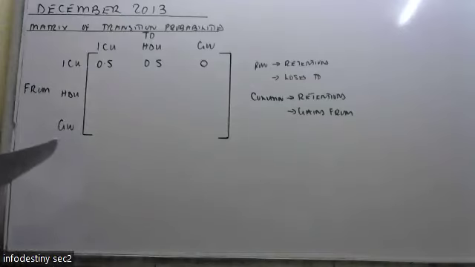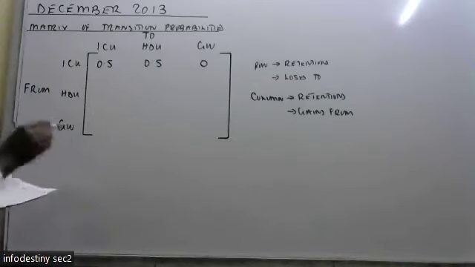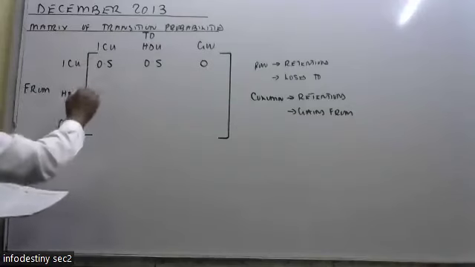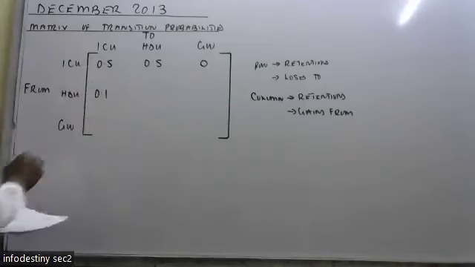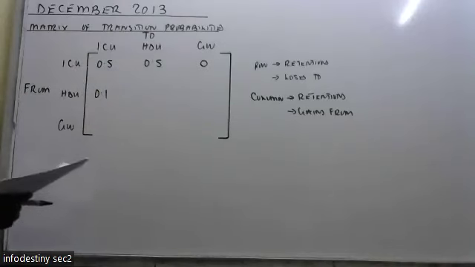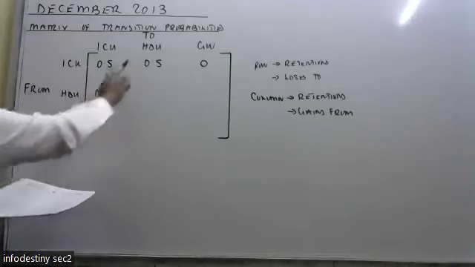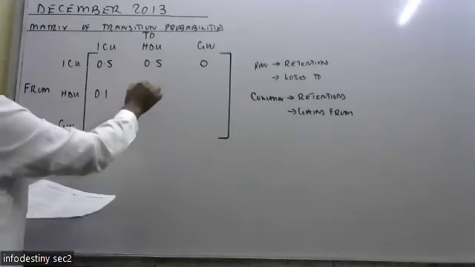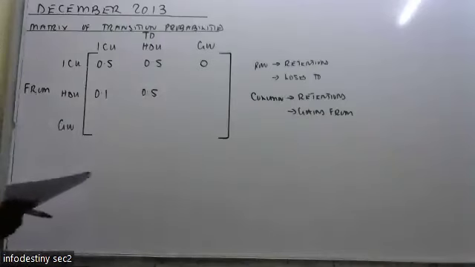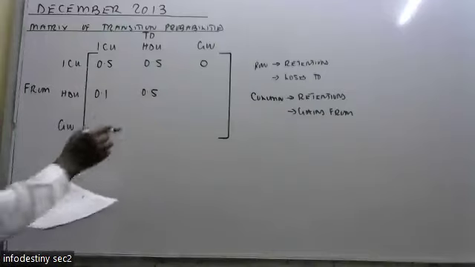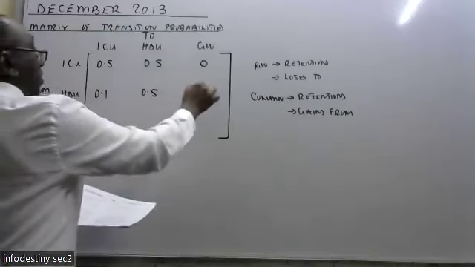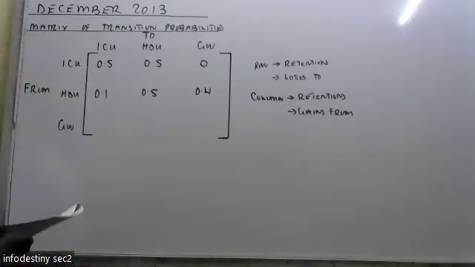Number 2, we are told 10% of the patients in high dependency at the beginning will be transferred to ICU by the end of the month. So from high dependency to ICU, 10%, that is 0.1. 50% remain in high dependency. So from high dependency to high dependency, 0.5. And 40% will go to the general ward, 0.4.